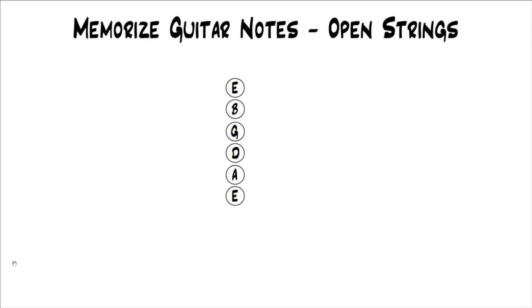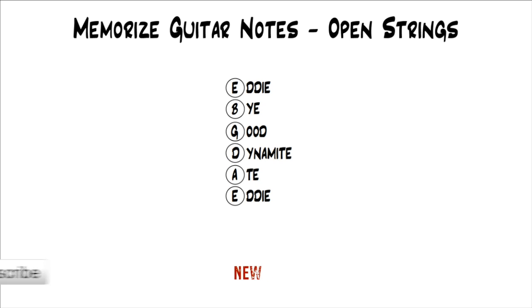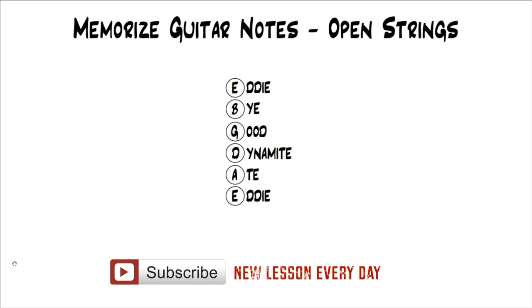One that I have used or heard a lot is, elephants and dogs grow bigger eventually. If you can remember that phrase, then you'll remember, starting with the 6th string, all the names of the open strings. Or another one that I've heard multiple times is, Eddie ate dynamite, goodbye Eddie. I've heard many others. You can come up with your own, but that's just a little trick that'll help you memorize the open strings.